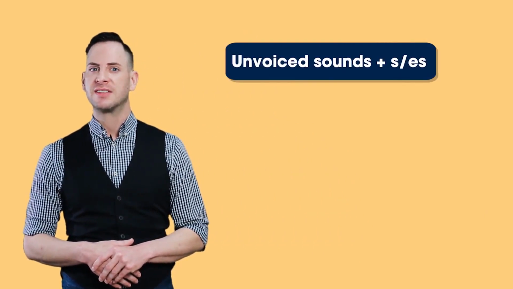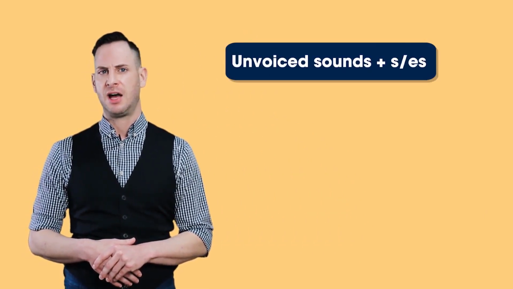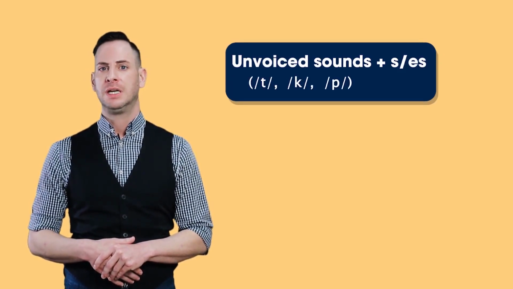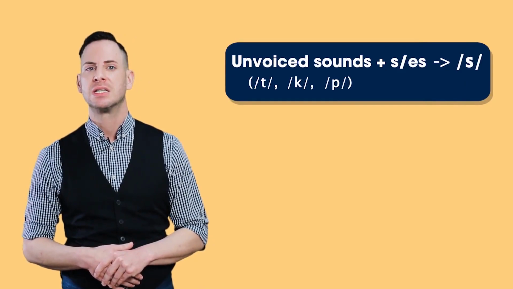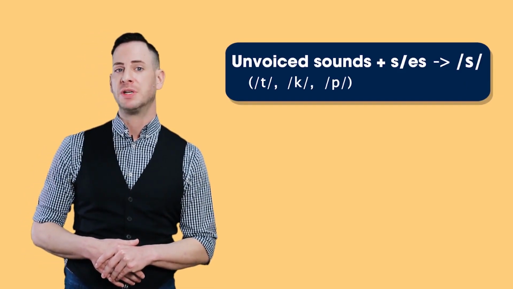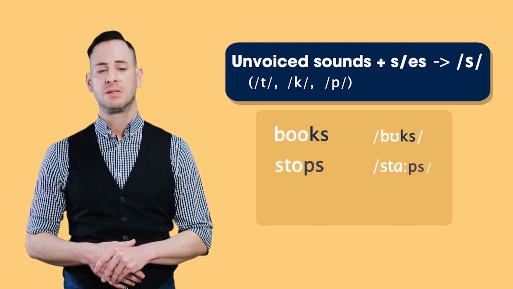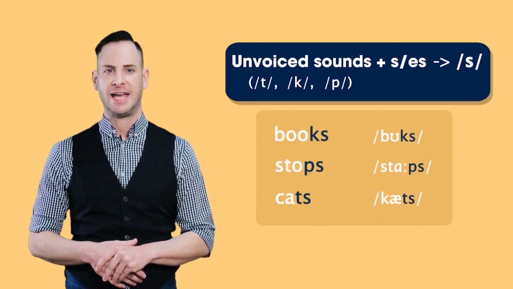How do voiced and unvoiced sounds relate to s, es, and ed? When an s or es follows an unvoiced sound such as t, k, and p, it is pronounced s, which is also an unvoiced sound. For example, books, stops, cats.